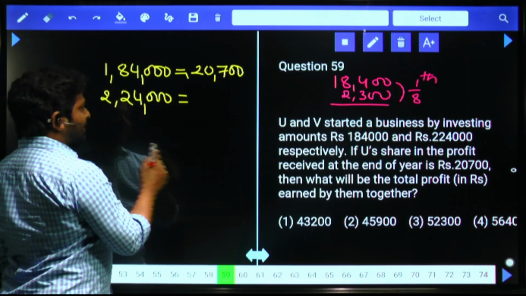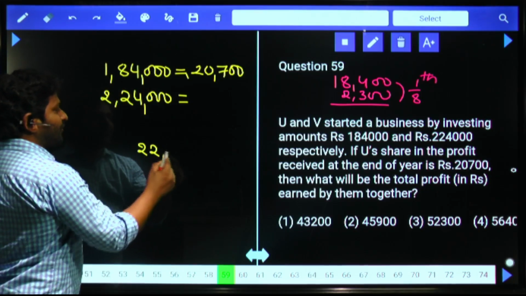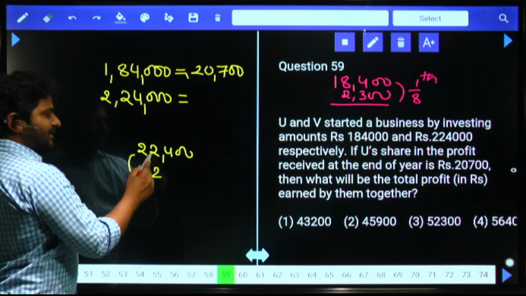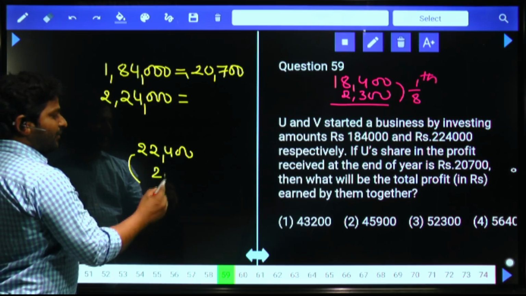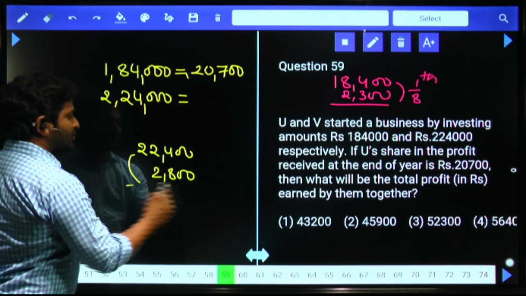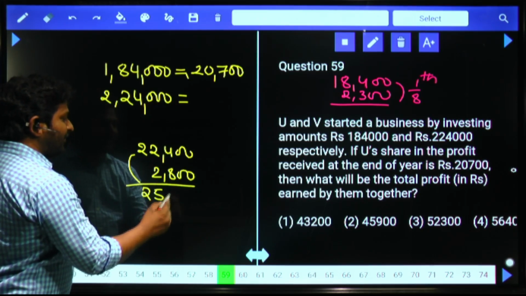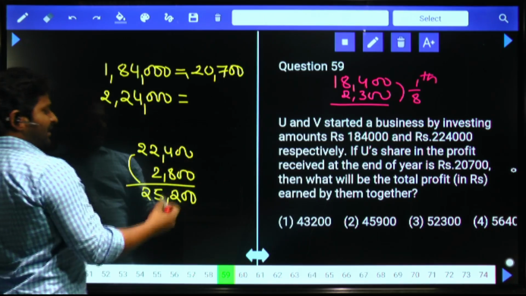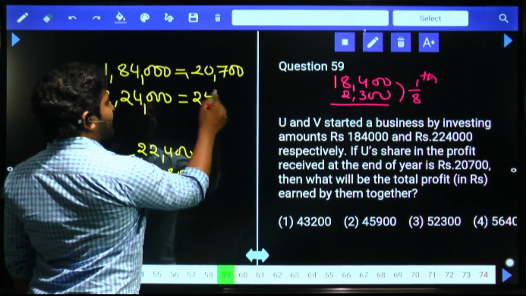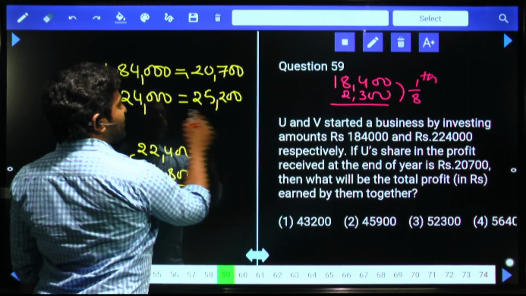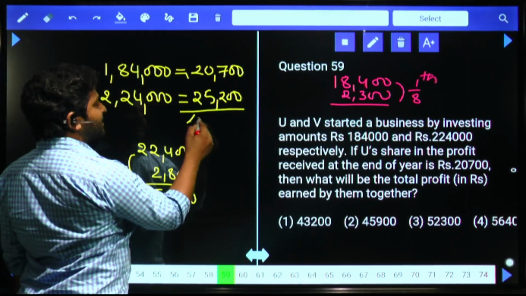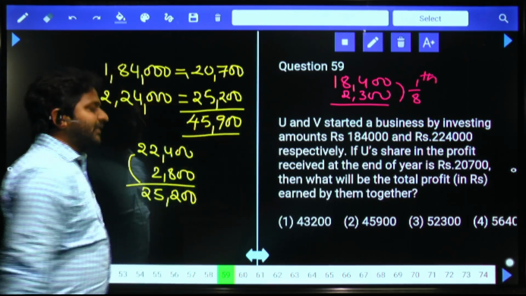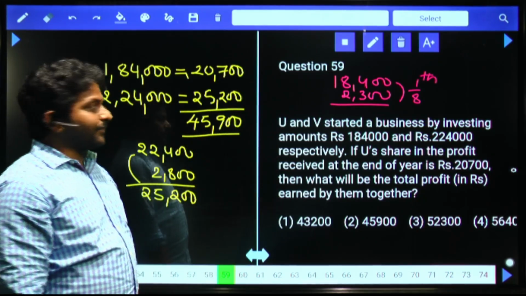10% of this number is 22,400. 1/8 of this number, 8 2 times 16 and then 64 and then 800. So total that is equal to 25,200. So profit received by V is equal to 25,200 rupees. Your question is about total profit, that is equal to 45,900. 45,900, that is the second option.